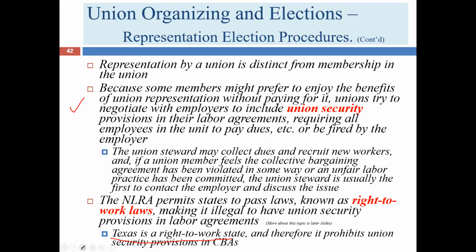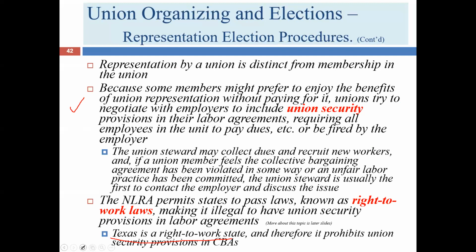So the idea is, why would anybody join the union? I can get the advantages of the union without paying. Typically, if I earn say $20 an hour, that would typically be about $40 a month I would pay. You know, the dues structures can vary.